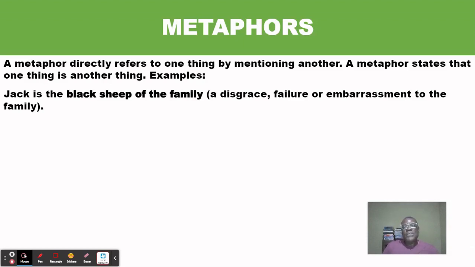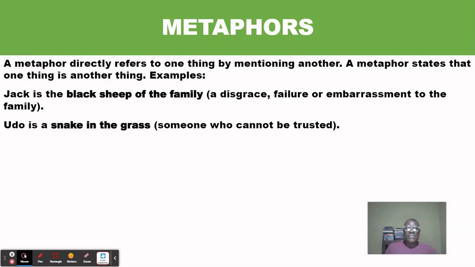Okay, so that is what idioms look like. They have some meanings that you cannot immediately see on the surface. Udo is a snake in the grass. Now this simply means that Udo is untrustworthy. It's someone who cannot be trusted.